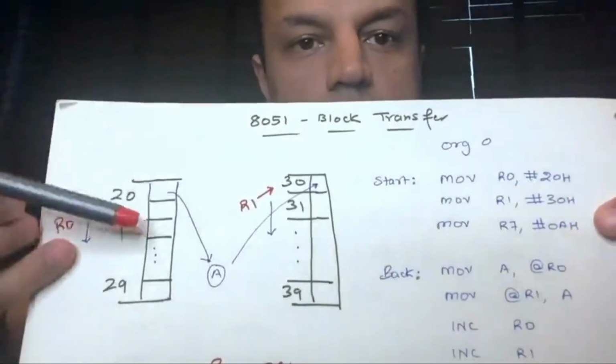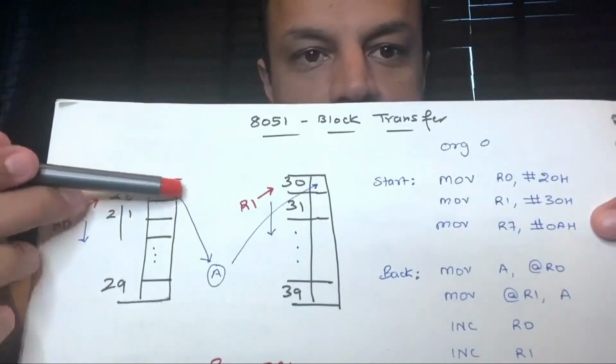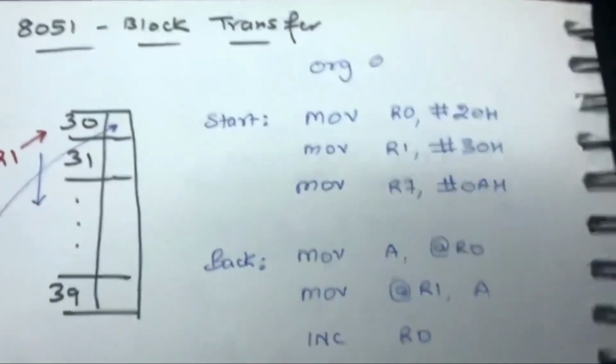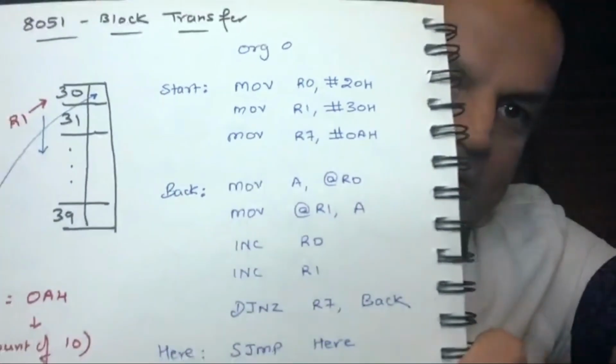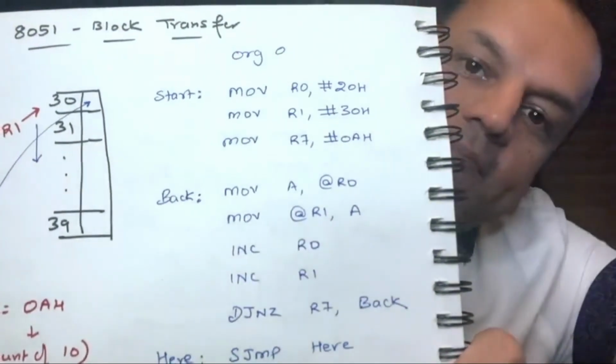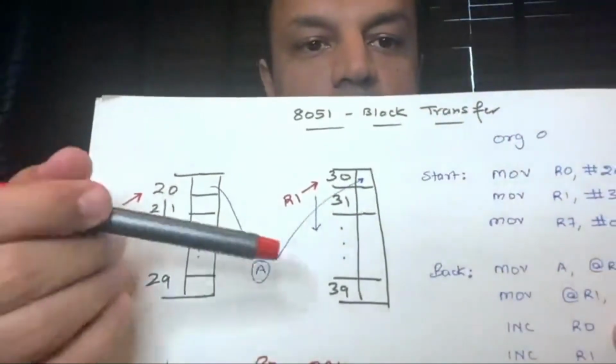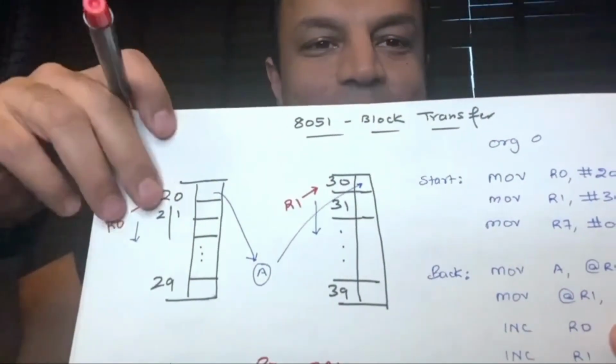Now, take the data pointed by R0 into A. Move A, comma, at the rate R0. You understand what's the meaning of at the rate R0, right? A gets the data from the location pointed by R0. Store that data from A to the location pointed by R1.